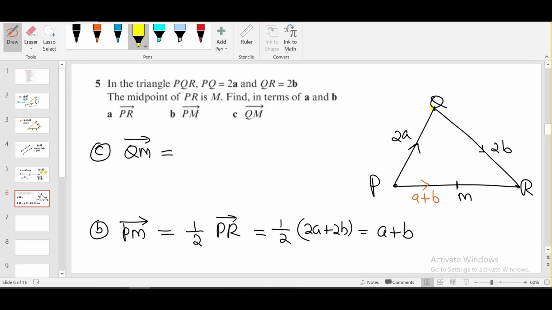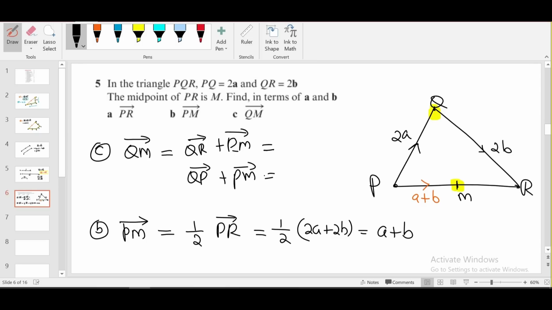I want you to think about it a minute and tell me, how do you find QM vector? You have to start from Q and reach M by following the defined path. So the QR would just be 2b, and then because it's R to M, would it just be negative a plus b? Wonderful, you can do that. QR plus RM will work, or you can just do QP plus PM also. It will give you the same answer. Don't do both. I'm just showing that they will give you the same answer. You see, 2b, and this one will be negative a negative b, so you get minus a plus b.